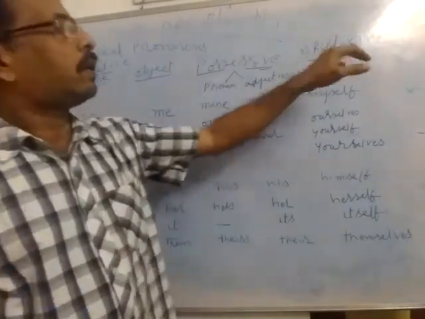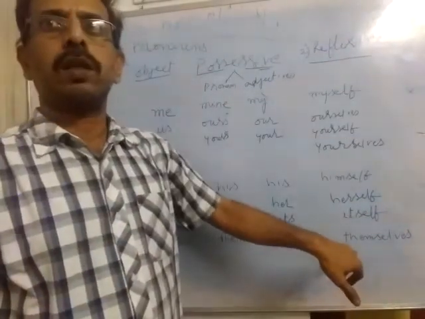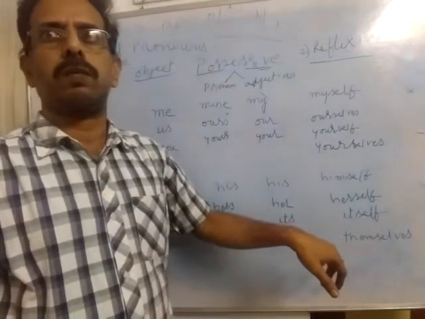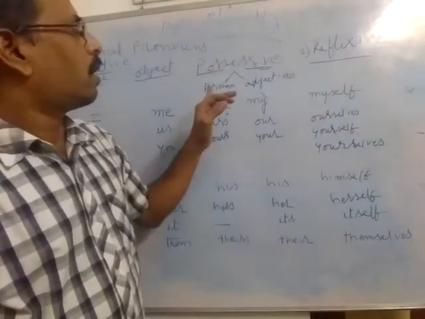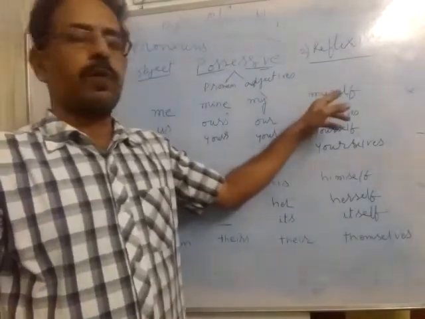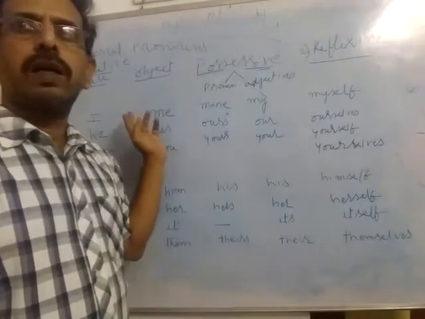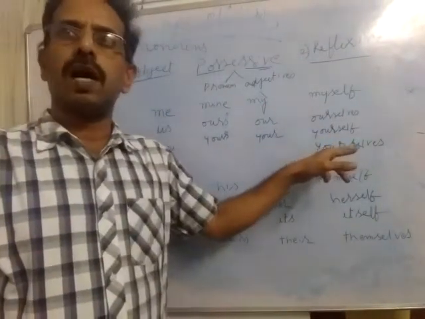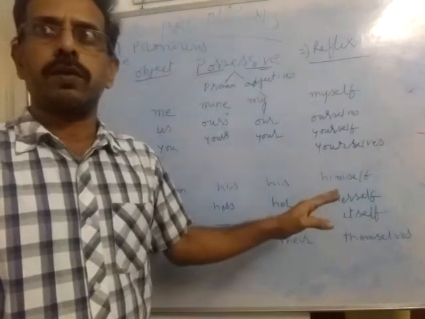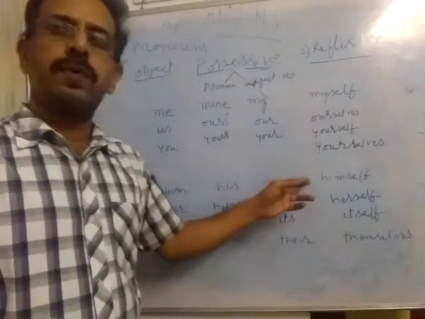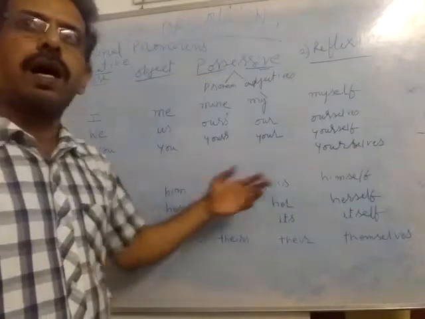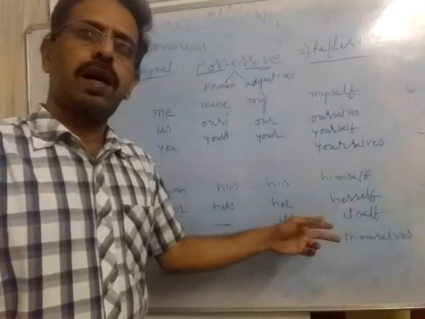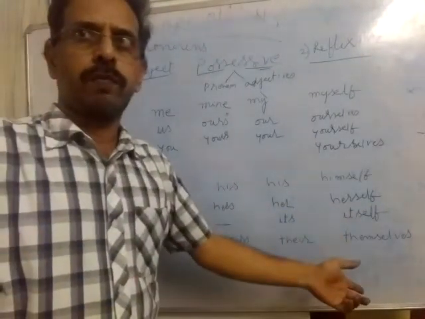The second category is reflexive pronouns. Okay, reflexive pronouns we use to emphasize. I has the reflexive pronoun myself, our has ourselves, your has yourself if singular and yourselves if plural, he has himself, her has herself, it has itself, they has themselves.